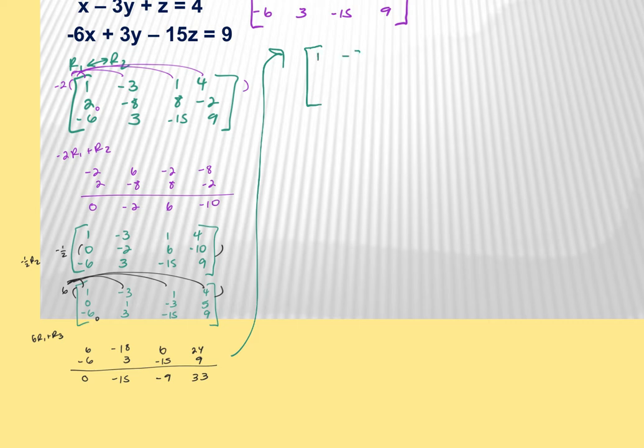So 1, negative 3, 1, 4 is row 1. Row 2, 0, 1, negative 3, 5. Row 3 is now 0, negative 15, negative 9, 33.